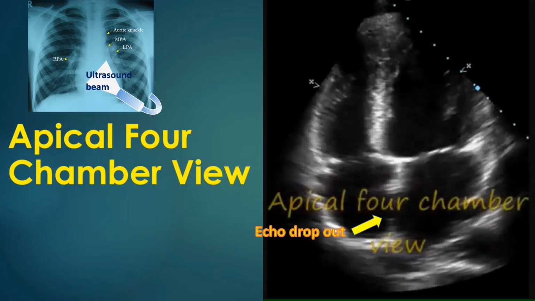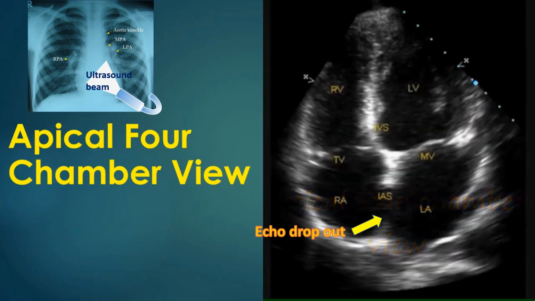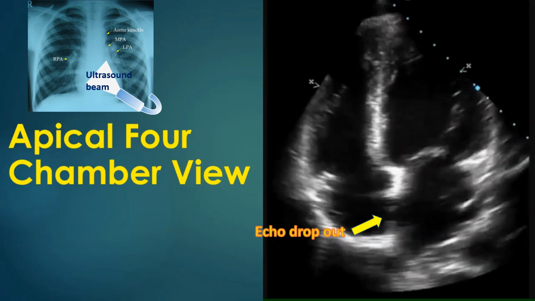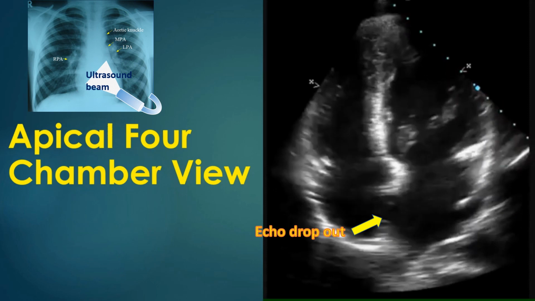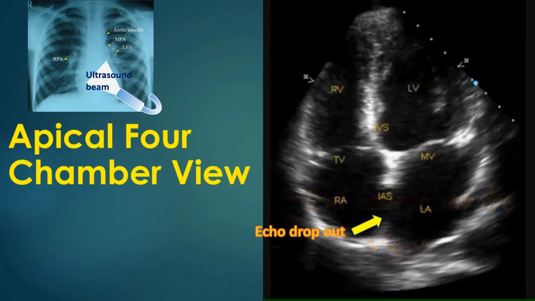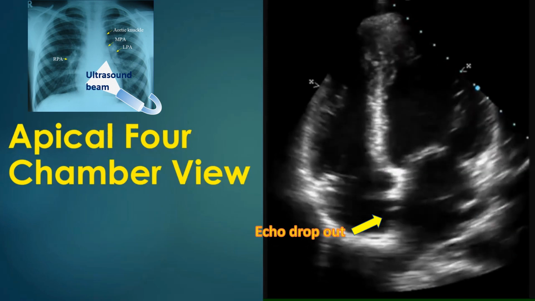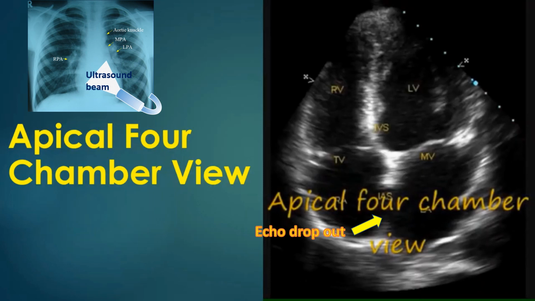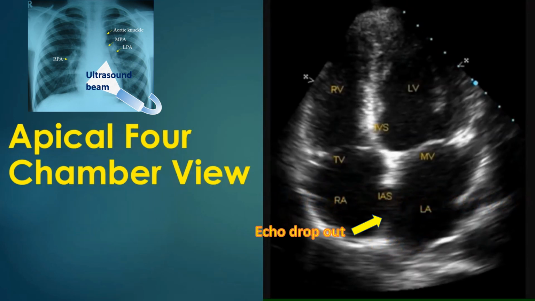Dropouts in the interatrial septum are common in this view, as in this case, without any atrial septal defect. This is because the ultrasound beam is parallel to the interatrial septum in this view, and the thin region at the fossa ovalis is often seen as an echo dropout. A subcostal view should be obtained to image the interatrial septum before concluding that the dropout is an atrial septal defect.